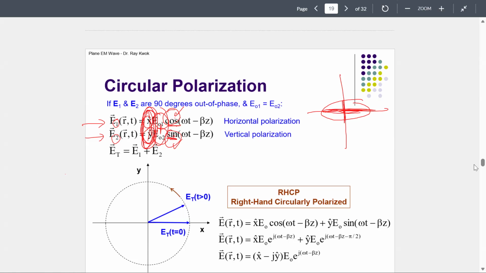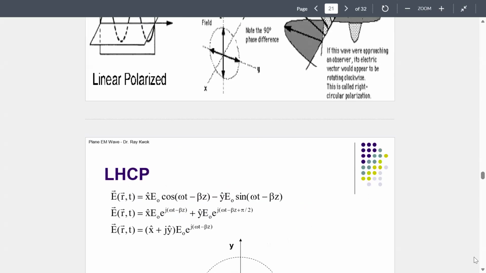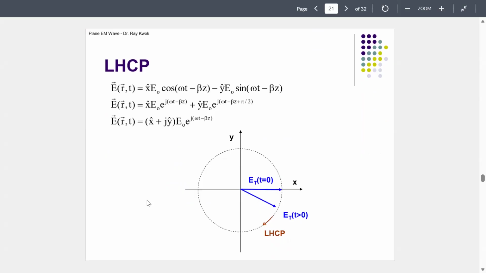Now let me follow this first. So that was the right hand. But what about the left hand? In this case, I have two waves, one cosine, one sine. Last time I had a plus, this time I have a minus, but don't remember this. Don't say, if I see a negative, that's the left hand. No, that's not what it means. It really depends on the direction of propagation and which one is the x and which one is the y. So don't follow any rule.